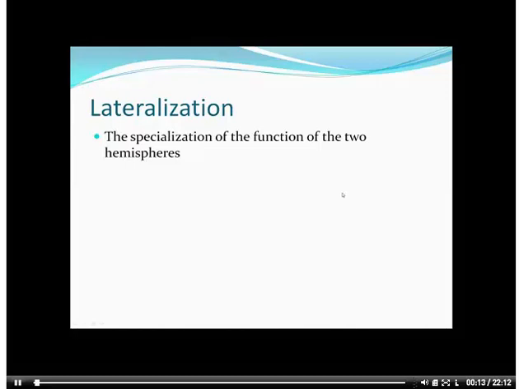So let's see what lateralization means. Lateralization, the definition of it, is the specialization of the function of the two hemispheres. So what we're going to be talking about here is right brain and left brain. And a lot of people take the notion of right brain and left brain to an extreme. They'll say, oh, I can't do math very well because I'm a right brain individual. Or, oh, I have no imagination because I'm a left brain individual.